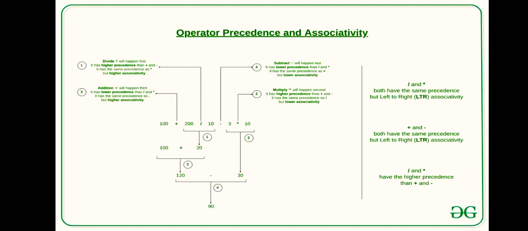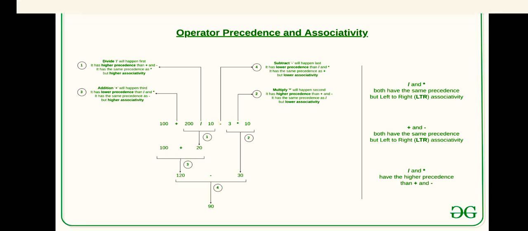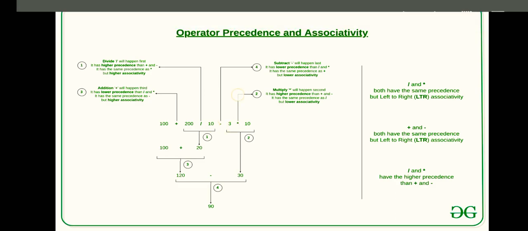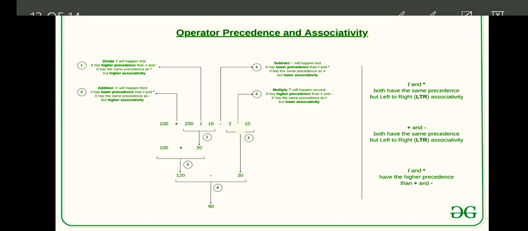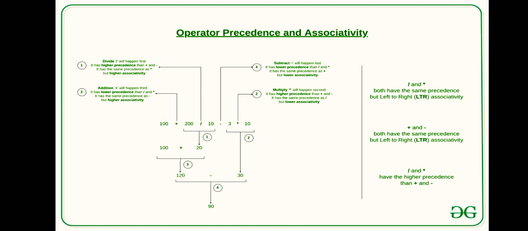To understand both precedence and associativity, we have an example here: 100 plus 200 divided by 10 minus 3 multiplied by 10. We have addition, division, subtraction, and multiplication here. Addition and subtraction are of the same precedence level, and division and multiplication are of the same precedence level. But addition, subtraction and division, multiplication are of different precedence levels, and division and multiplication have higher precedence than addition and subtraction. So we are going to either divide 200 by 10 first or multiply 3 into 10 first.